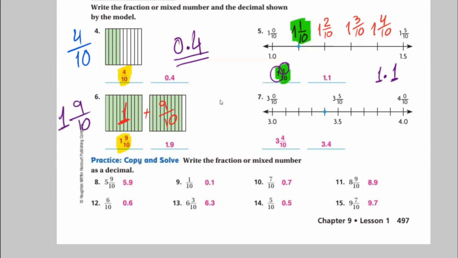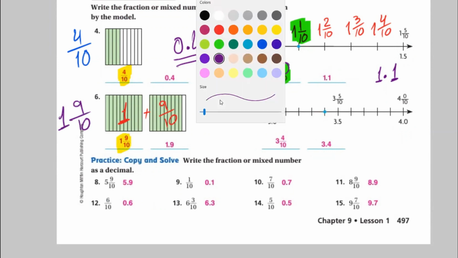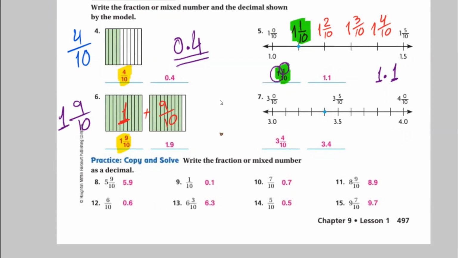Can we write it as a decimal number? Yes. First we'll put the point, and then the whole number is 1, so we'll put 1. And the numerator is 9, so we're going to write 9 here. That's it. Thank you so much, Ryan. It's very easy because you're so smart.